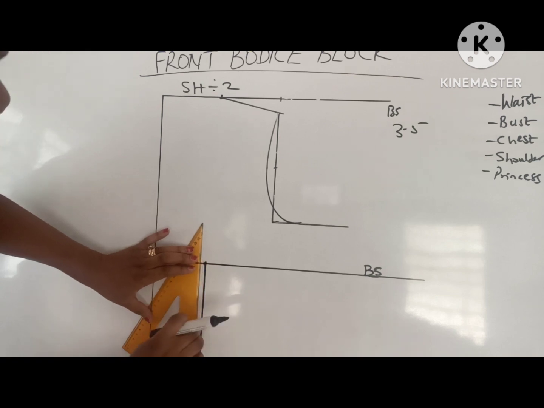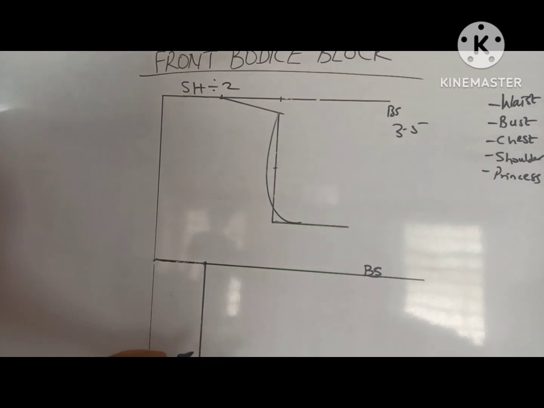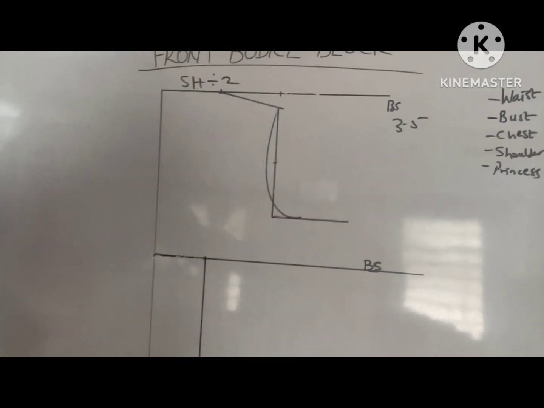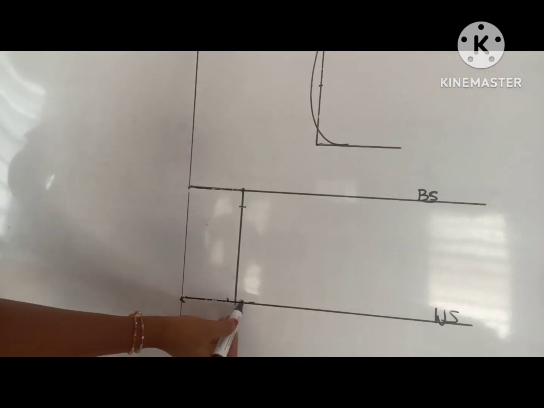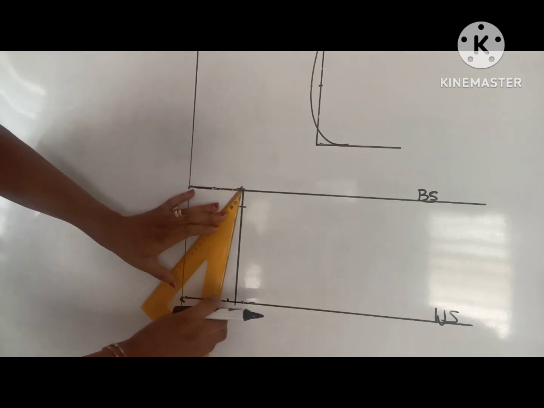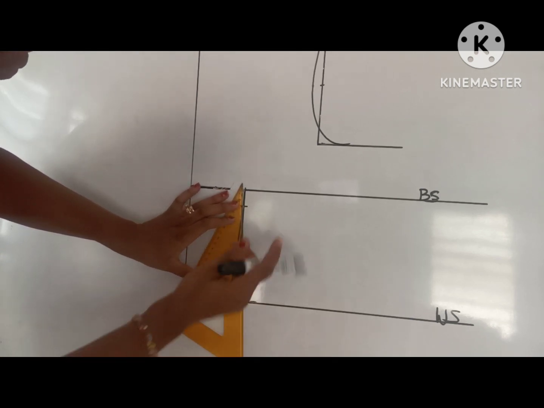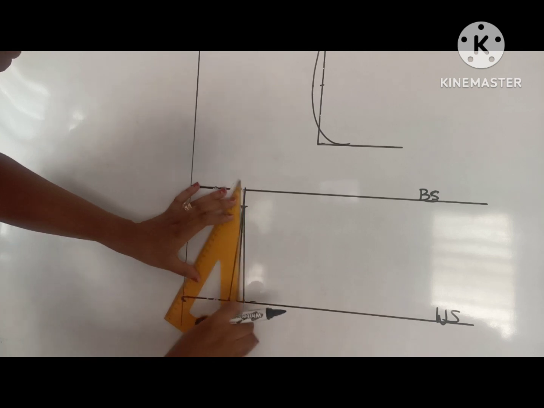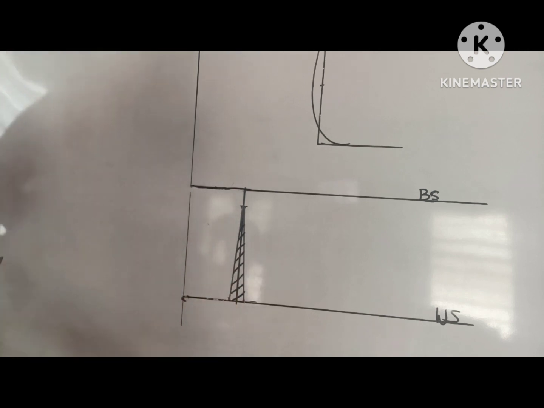Like this. So to add the waist dart, you take ½ inch on both sides, and then on this bust line you come down by 1 inch, and then you connect like a triangular form to meet the waist. So that is all. This is the waist dart.